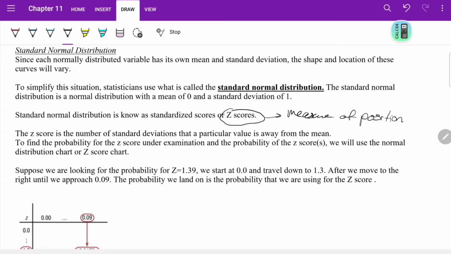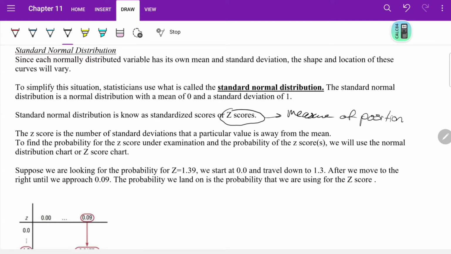So we have percentiles and we have z-scores. In Stats 250, we will dive further into z-scores. A z-score is the number of standard deviations that a particular value is away from the mean. To find the probability of a z-score, we will use what is called a standard normal distribution chart, or a z-score chart, which is going to be attached to this lecture. And we'll be using it for the remainder of this lecture and also for the next section of the lecture.